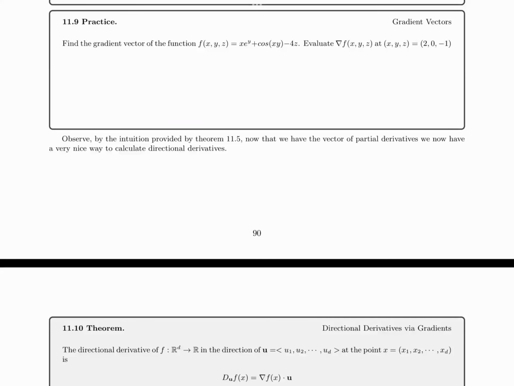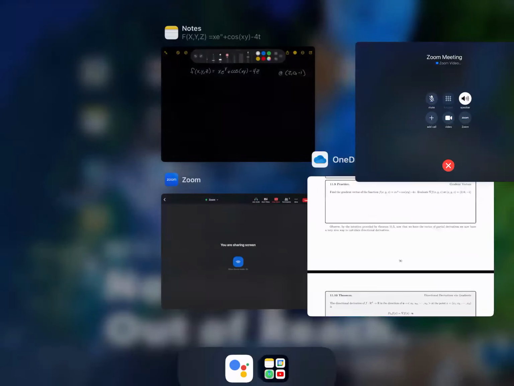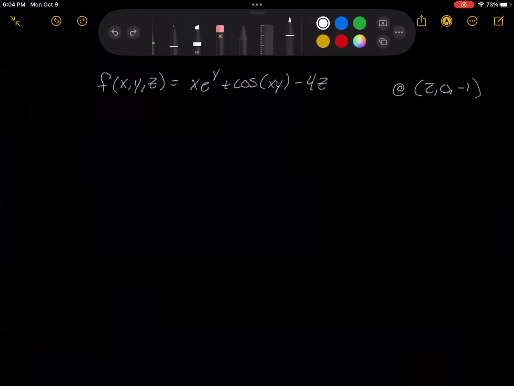Let's get practice with the gradient. The gradient vector is a vector that exists in the domain of a function. This function is a function of three variables, x, y, and z. So it is going to have three partial derivatives, and the gradient vector is the vector of partial derivatives. So I want to find the gradient vector, and then I want to evaluate the gradient vector at a specific point. Let's move all of the relevant information over here.